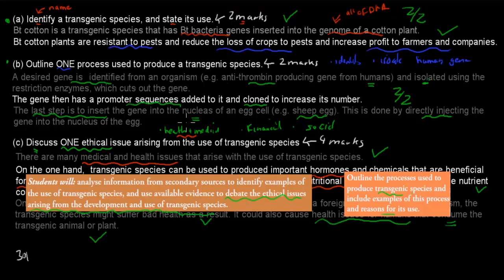So here we had these 3 that I discussed in the videos, and then we were asked to just choose one. I chose health and medical. But if you chose the other ones, just make sure you have your pros and your cons. And since there were 4 marks, try to have 2 pros and 2 cons.